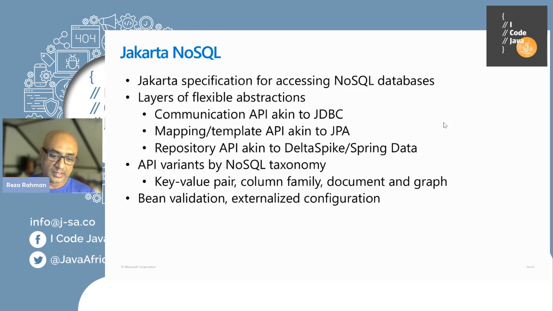Aside from this, there are some other interesting features, very similar to what JPA provides. You have integration with the Bean Validation API, so you'll be able to express what is valid data using annotations. We'll see an example of that when we get to the demo. You are also able to do some level of externalized configuration. Just like in JPA, with Jakarta NoSQL you can configure your NoSQL provider using basically name value pairs. You can do the same thing here with Jakarta NoSQL as well. And again, I'll show you an example of that in a moment.